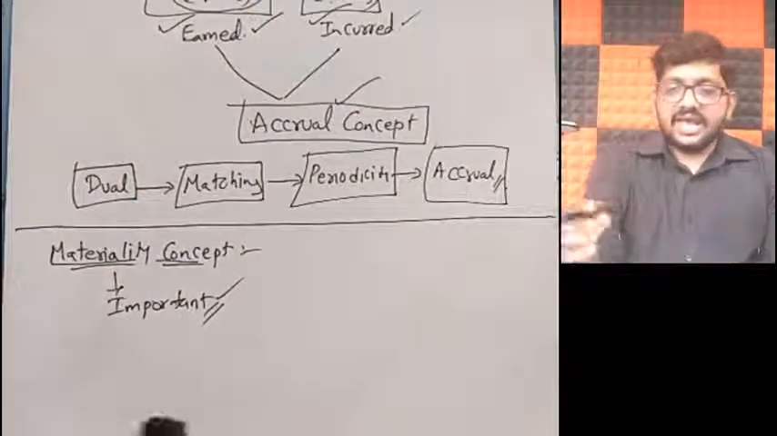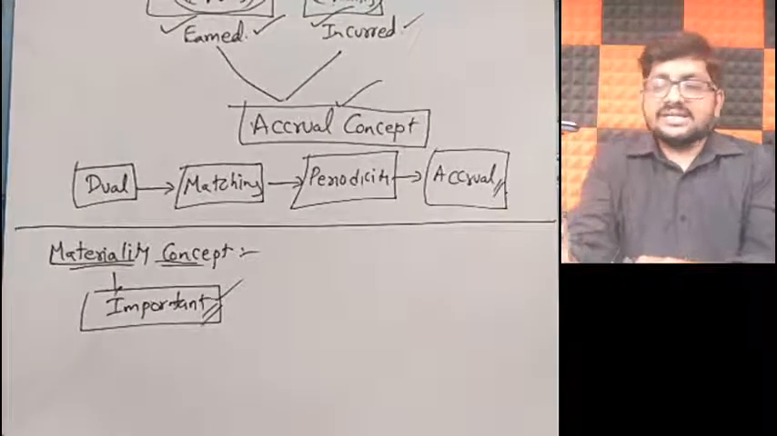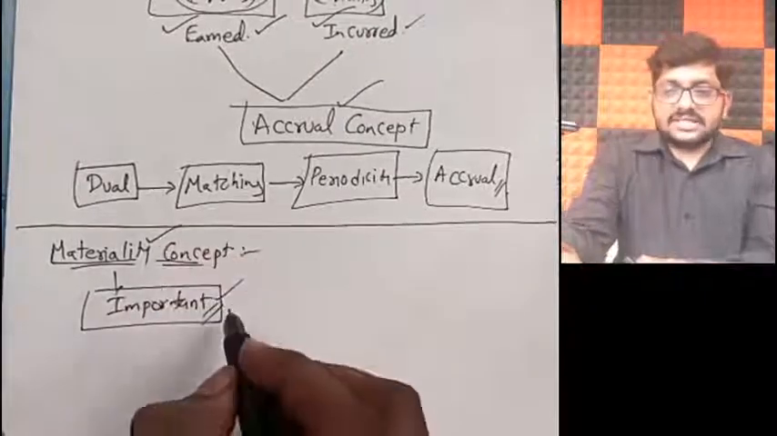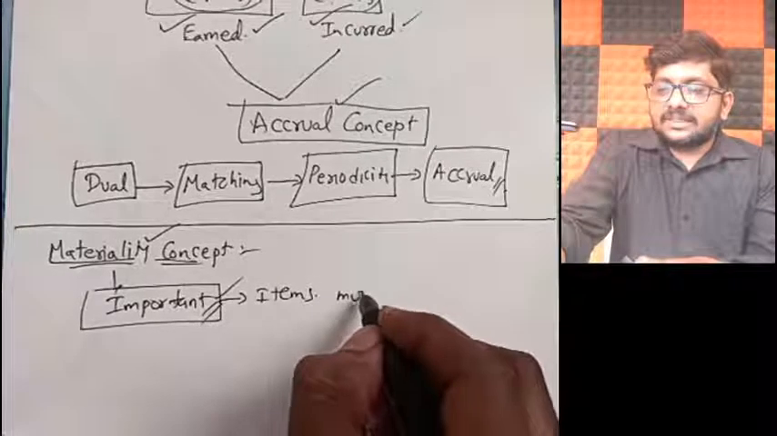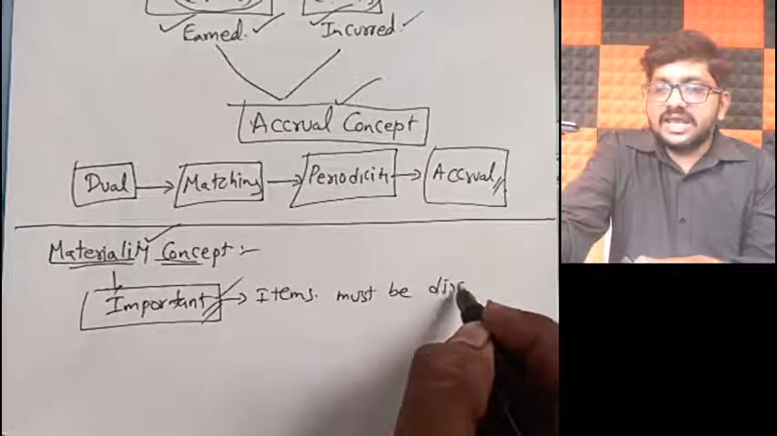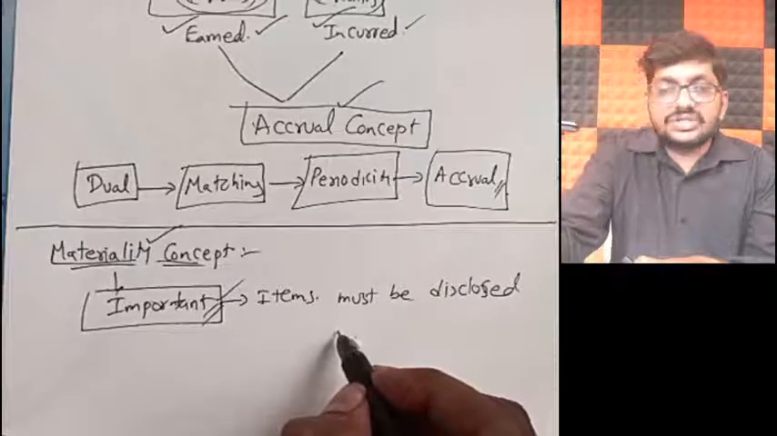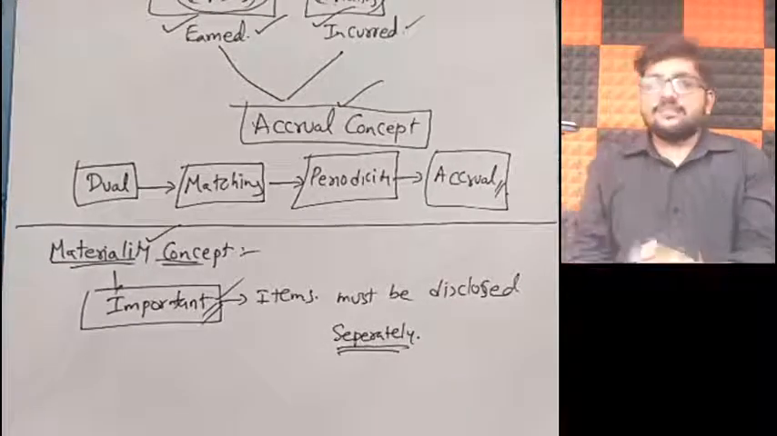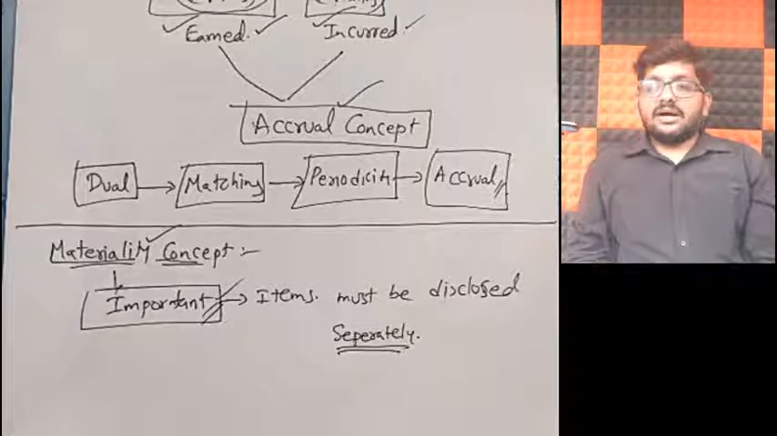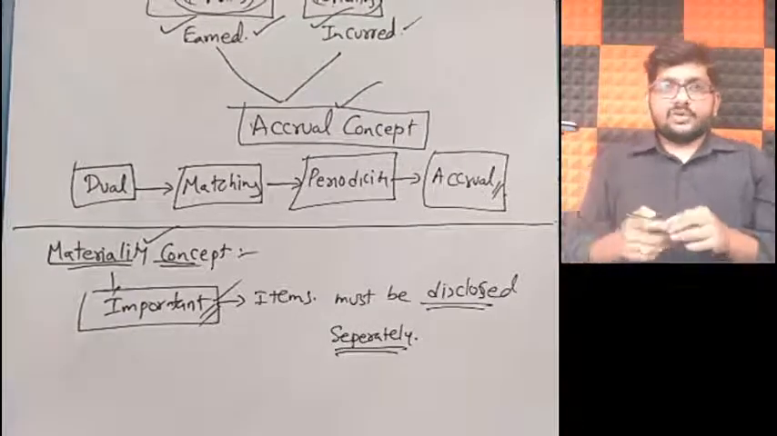Correct? Like that. So what I am trying to say is, when we talk about materiality, you should know what actually is important. My materiality concept says all important items must be disclosed. All the important items must be disclosed separately. I am telling you in very, very simple terminology. Disclose means what? You have to show them.